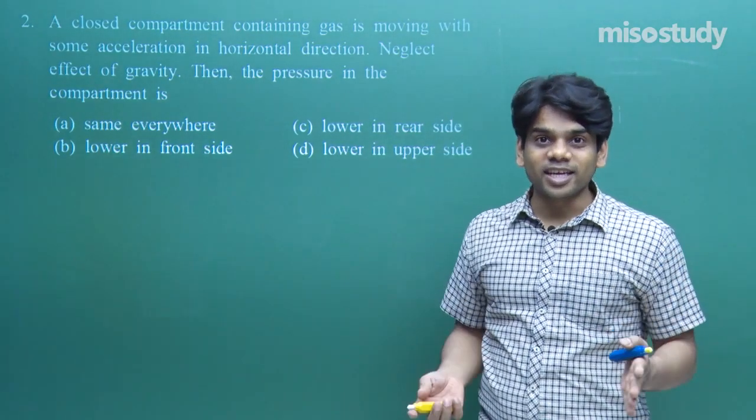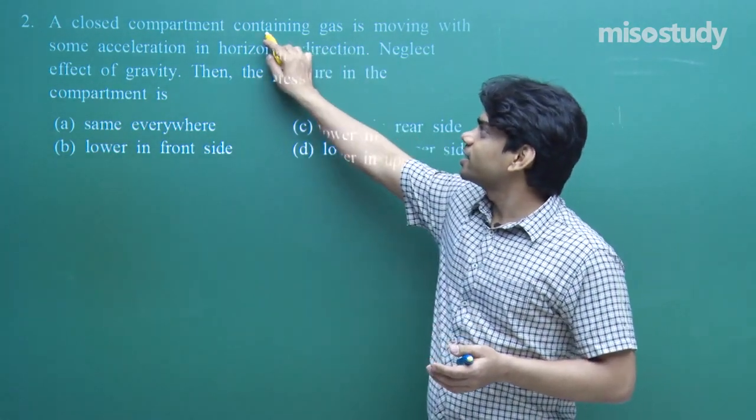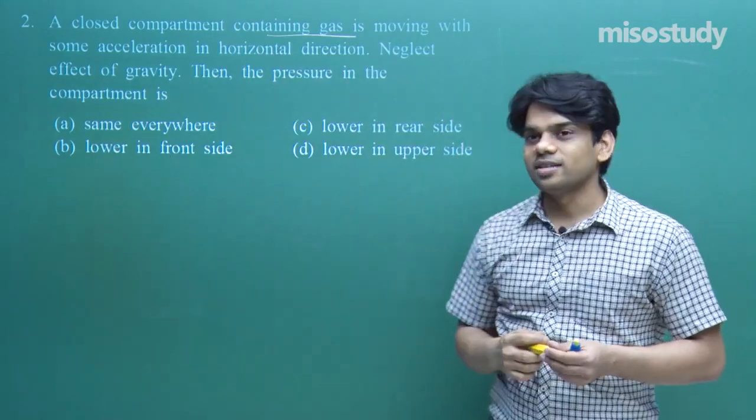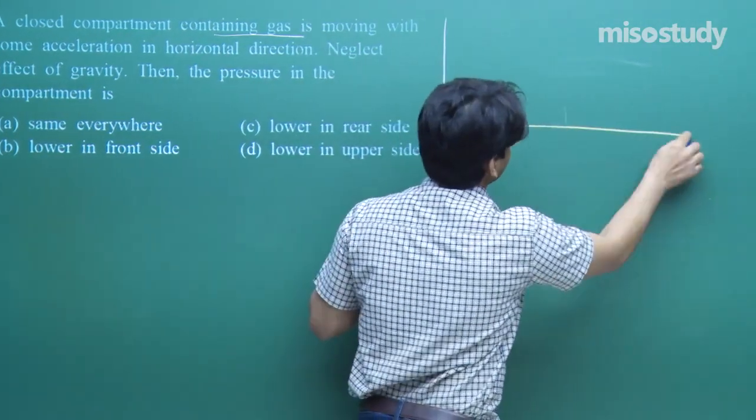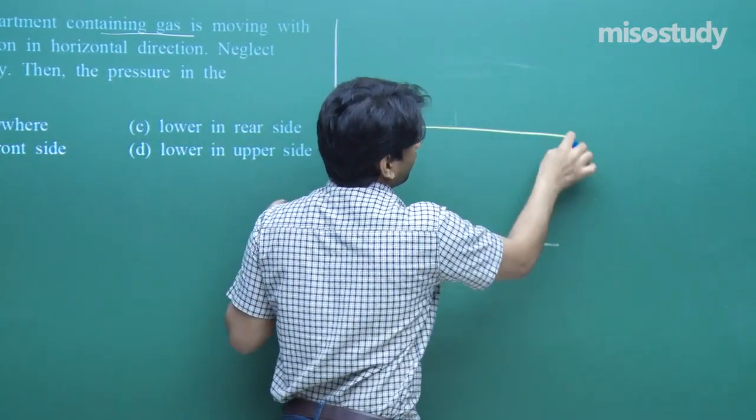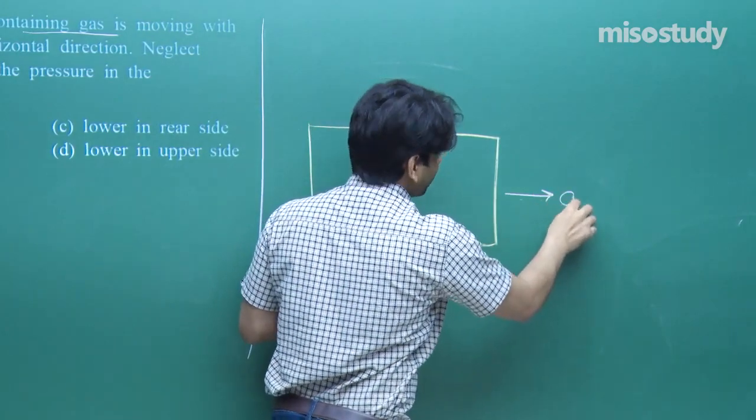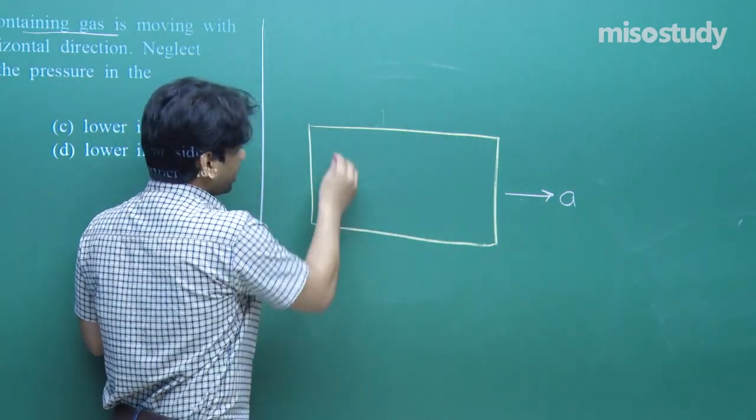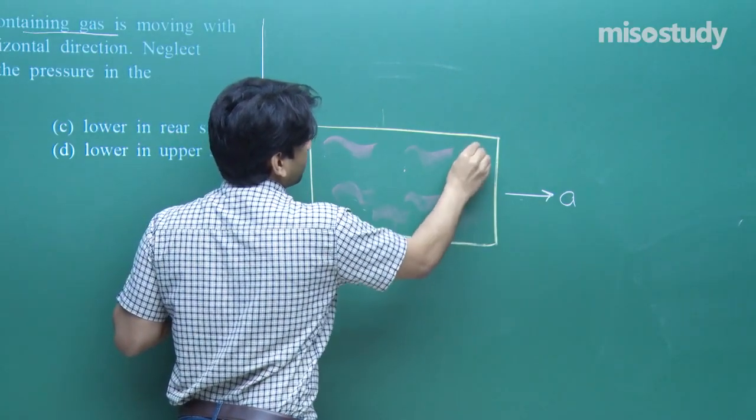It says that it's a container, there is a gas contained in it. A closed compartment containing gas is moving with some acceleration. So let me show you the scenario. We have this as a closed compartment. It's moving with some acceleration. There's a gas which is contained in it. So this is the gas that is contained in it.